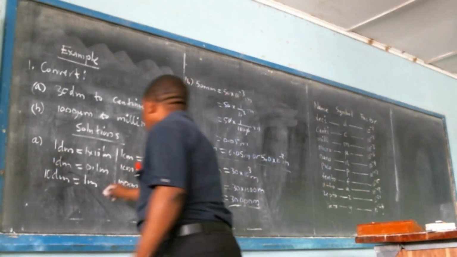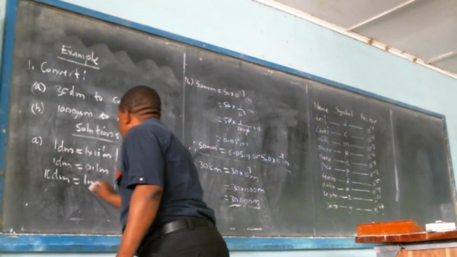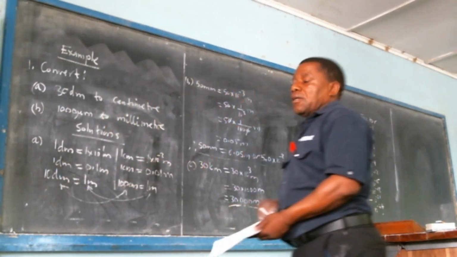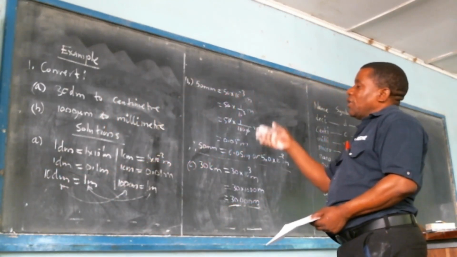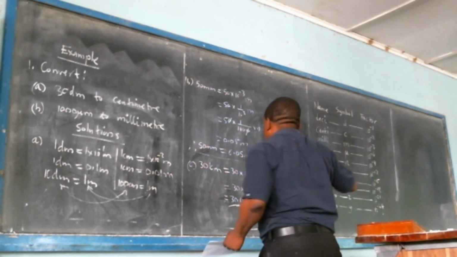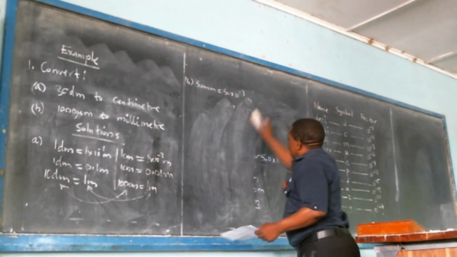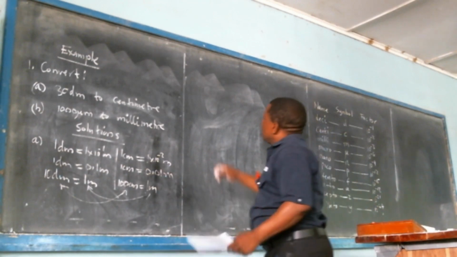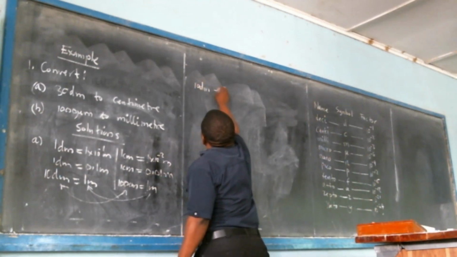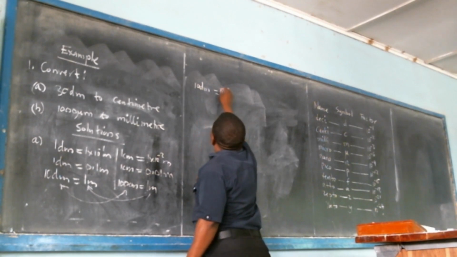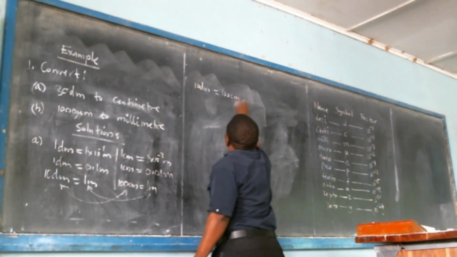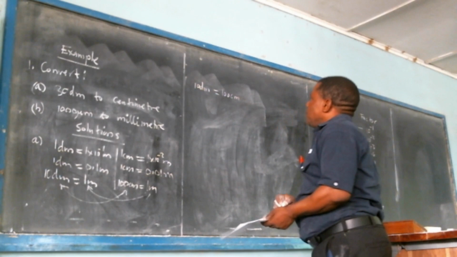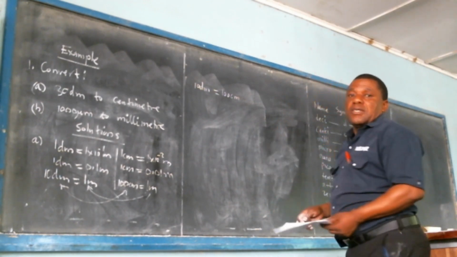From this point, you can say this can be compared to this, because 1 meter is the same as 1 meter. So therefore it is true to say 10 decimeters is the same as 100 centimeters.